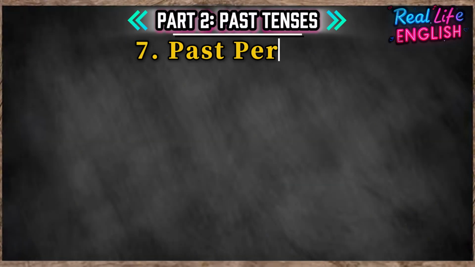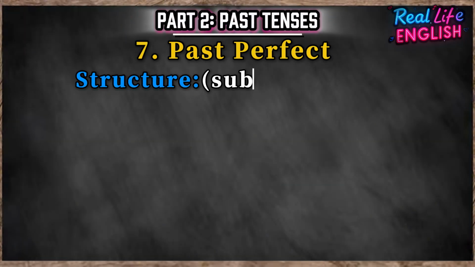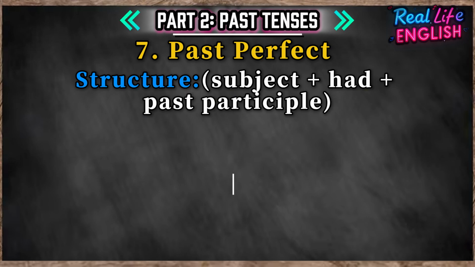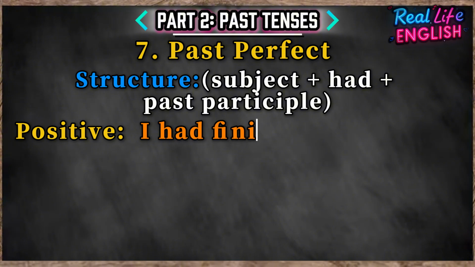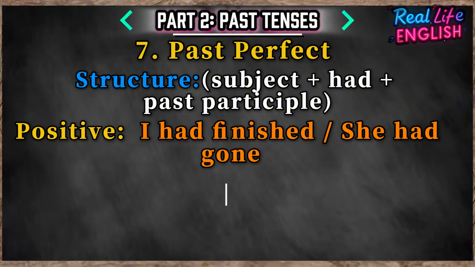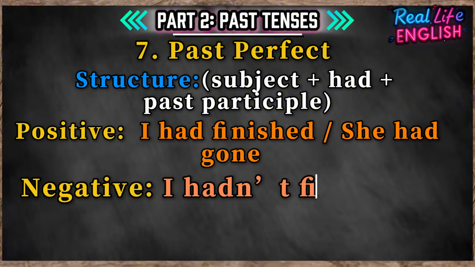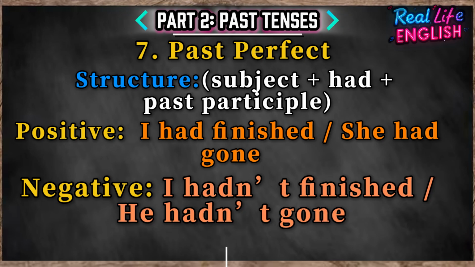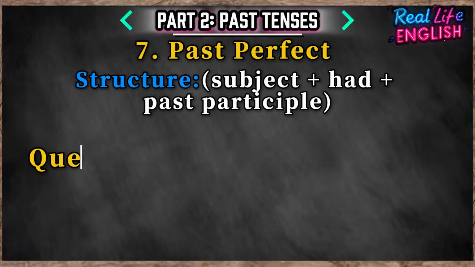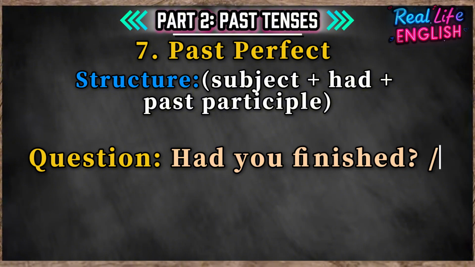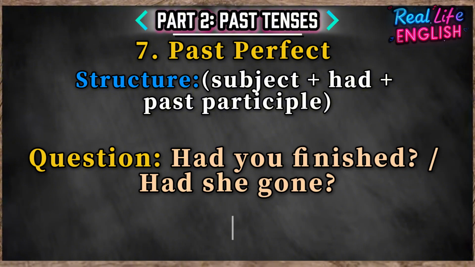7. Past perfect. Structure. Subject plus had plus past participle. Positive. I had finished. She had gone. Negative. I hadn't finished. He hadn't gone. Question. Had you finished? Had she gone?